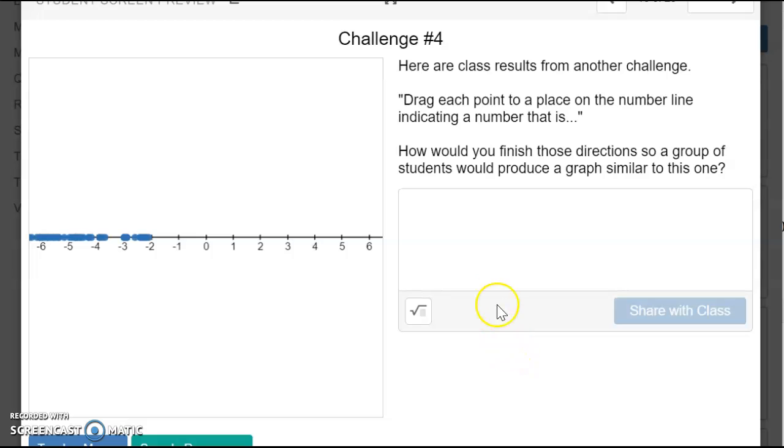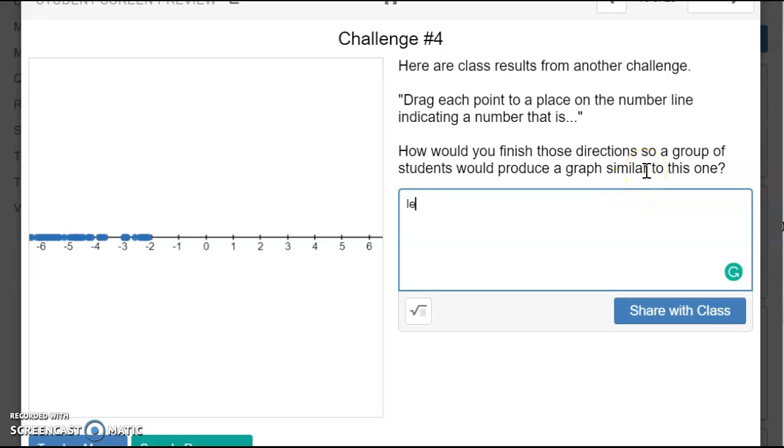Here's a class result from another challenge. What do you think the students were doing? Drag each point to a place on the number line indicating a number that is... what do you think the rest of the sentence was? We're talking about all the dots being on a number line that is less than -2. So I'm going to say it's less than, or smaller than, -2. We get that number from the boundary. We call this -2 the boundary point, and all the numbers that are less than.